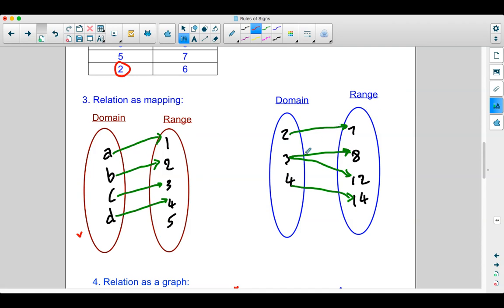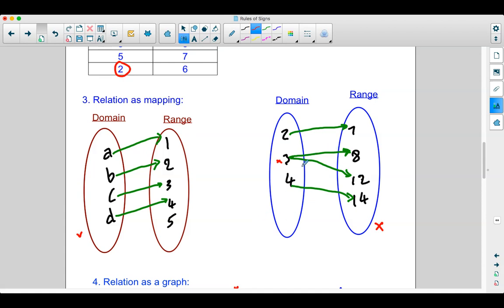How about this one? The answer is no, not a function. Why? I'm looking right here. I can see that 3 has two different outputs. That means 3 is going to 8, and at the same time, 3 is going to 12. So that right away tells me that this is not a function, because this input has two different outputs. It does not have exactly one output. So that's how you distinguish.